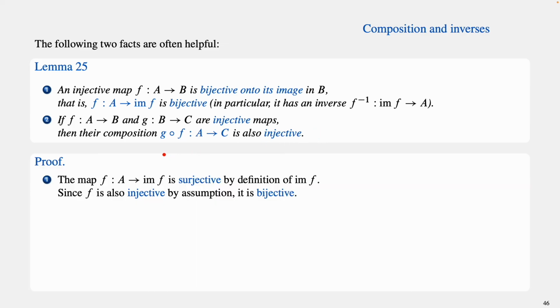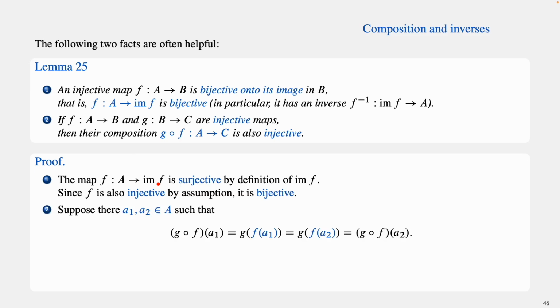And we prove this. First, we assume that we're given this injective map f from A to B, and f from A to its image is always surjective. That's immediate from the definition of the image, because the image of f are just precisely the values in B that appear as values of this map f. So every one of them has a non-empty preimage. And since f is injective by assumption, it means that this map here is bijective.